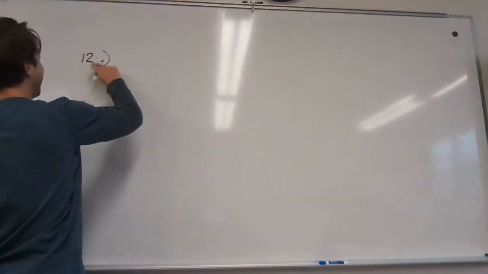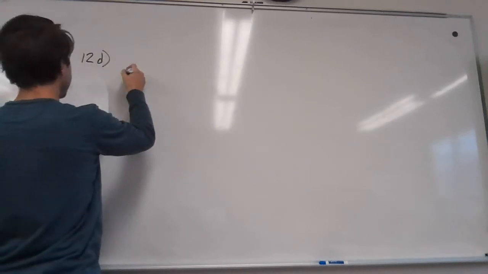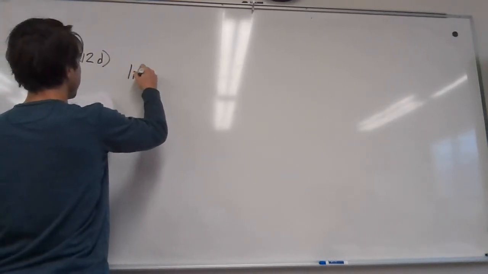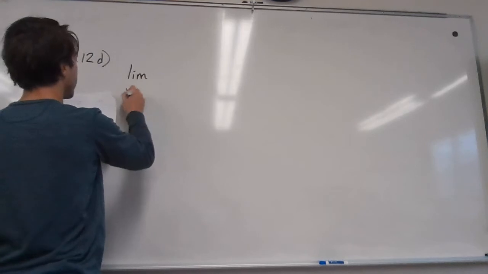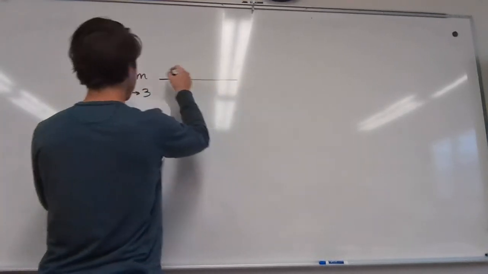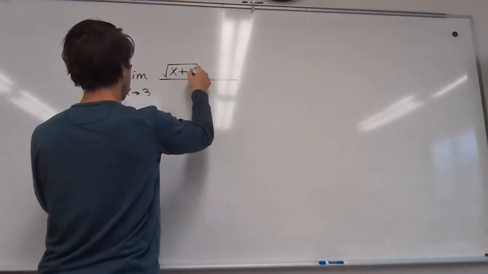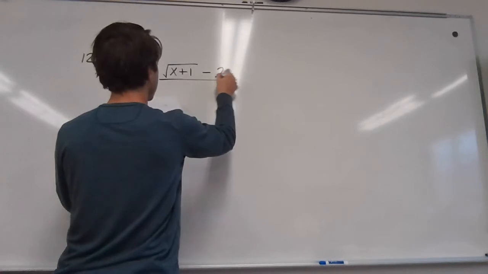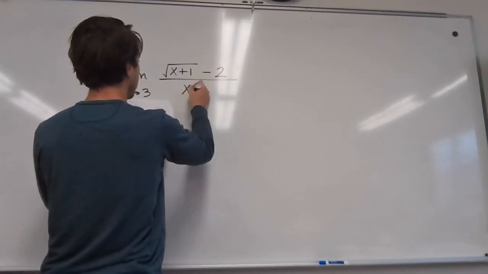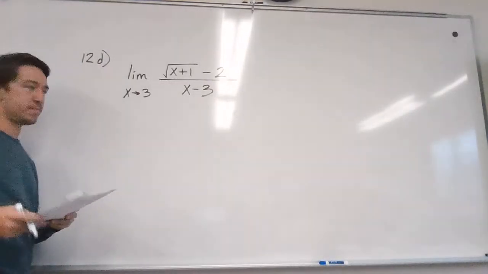So, 12D. D as in daffodil. The limit as x approaches 3 of square root of x plus 1 minus 2 over x minus 3. What's the first thing we do? Plug in 3.